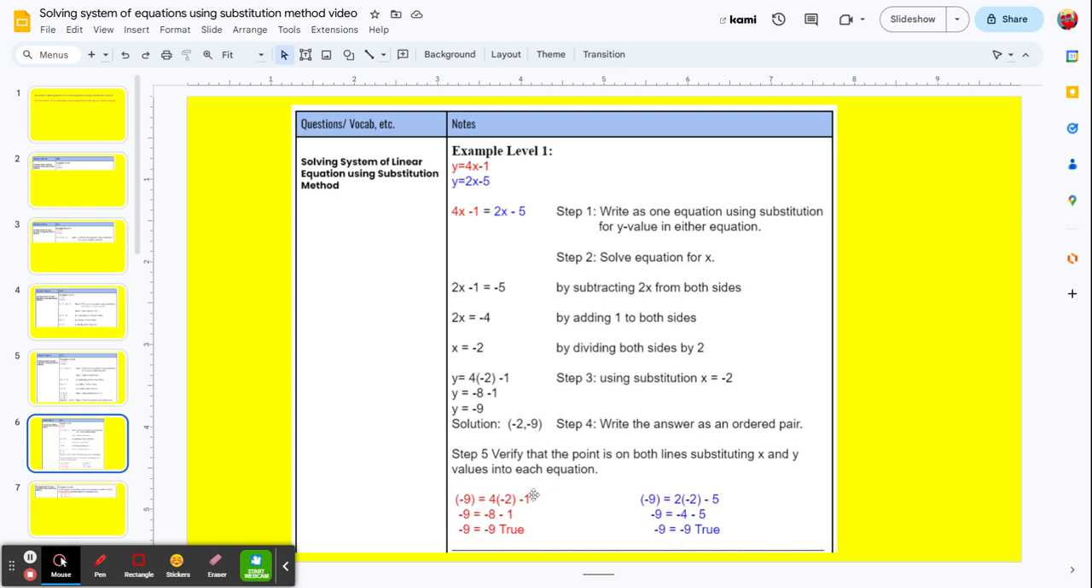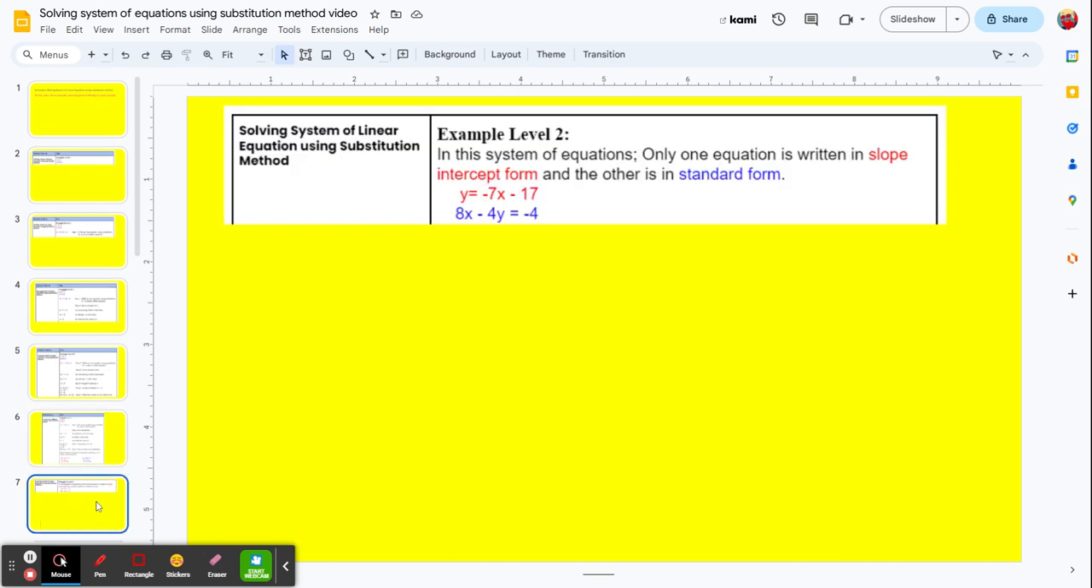So here's the work in red. Negative 9 equals 4 times negative 2 minus 1. You end up getting negative 9 equals negative 9. True. Check. Then for the blue one, again, substitute the y with negative 9 equals 2 times negative 2, which is the substitution for the x value, minus 5. So we get negative 9 equals negative 9. True. It checks. It works.